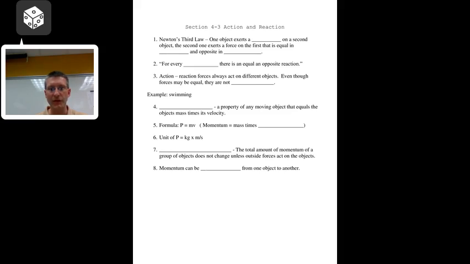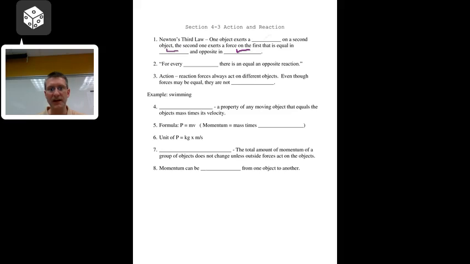So number one says Newton's third law. So the definition to it: one object exerts a force on the second object. The second one exerts a force on the first that is equal in size, but it's opposite in direction.